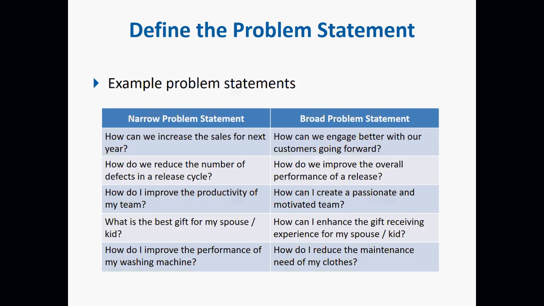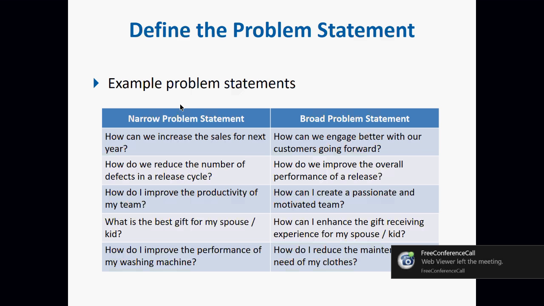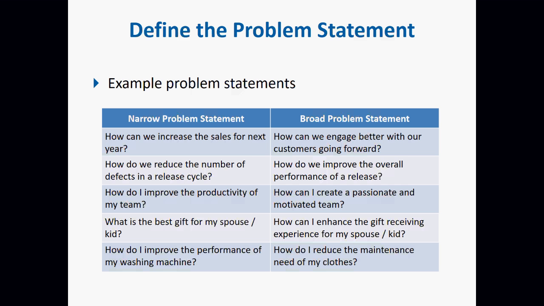Another narrow problem statement is how do I improve the performance of my washing machine? A broader statement is how do I reduce the maintenance need of my clothes? So it takes the needs to a completely different level. These are some good examples to show the difference between narrow versus broad problem statements, so that the outcome of the discovery phase is a much better problem statement that can be used to create many ideas and a great solution that can create wow in the minds of the customers.